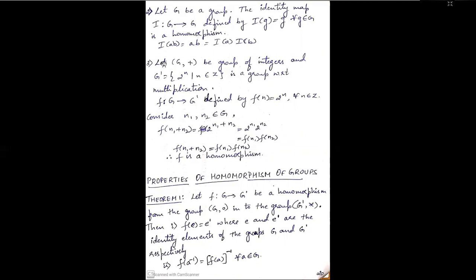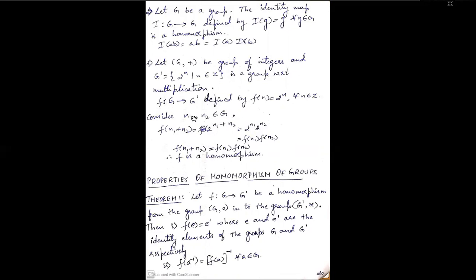The third example, you have two groups. The first one is a group of integers, and the second group G dash is denoted by 2 to the power n, where n belongs to Z, is a group with respect to multiplication. Here it is addition, here it is multiplication. Now I take a mapping f from G to G dash, defined by f of n is equal to 2 to the power n for all n belonging to Z. Now I need to check whether this is a homomorphism or not.